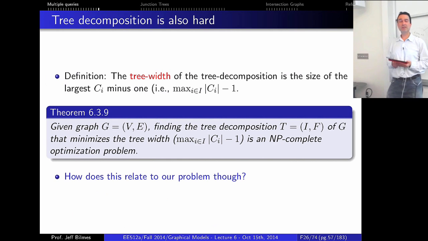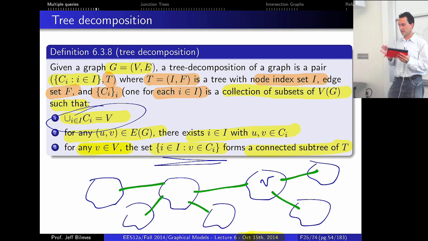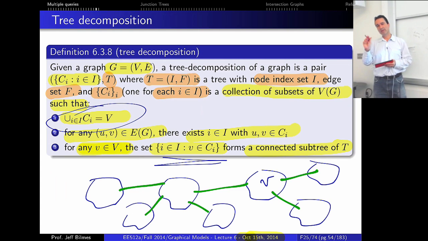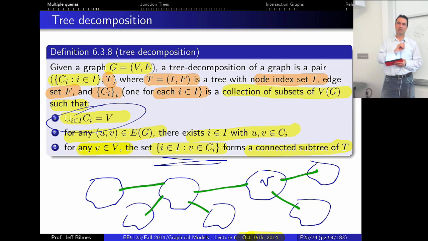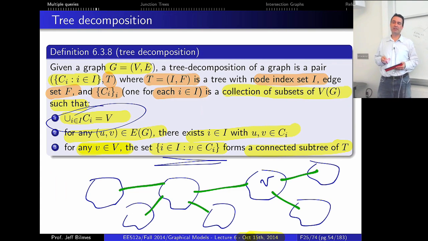But the question is, how does this relate to our problem? You can imagine, if you're sort of thinking about this, that there might be some tree decomposition of our original graph that allows us to go back and define messages in exactly the analogous way that we defined messages back in the one-tree case, but that allows us to solve inference exactly. And if you thought that, then you'd be exactly right.